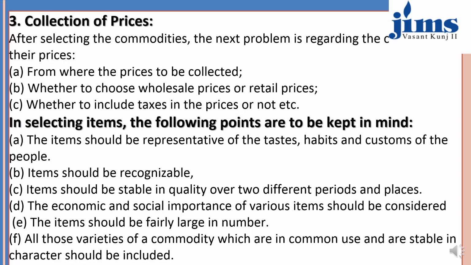Selecting the items, keep in mind what things we have to consider. Items should be representative of the taste, habits, and customs of the people. Items should be recognizable. They should be stable in quality over two different periods and places. The economic and social importance of the various items should be considered. The items should be fairly large in number. All those varieties of commodity which are in common use and of stable character should be included.